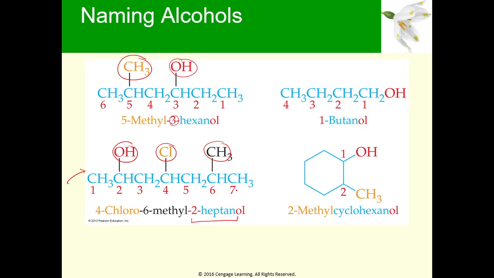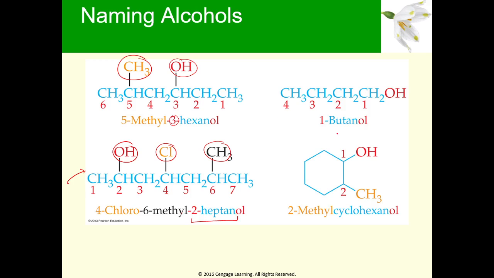Now, since you already established the direction of the numbering starting with this end kasi dito mas malapit yung OH, your chloro is at position number 4 and then the methyl group is at position number 6. And you know that chloro comes first than the methyl, so the naming is 4-chloro, 6-methyl, 2-heptanol.